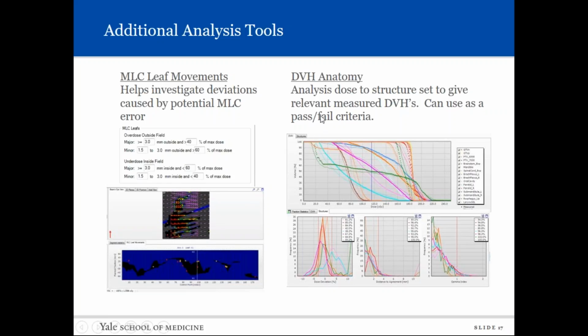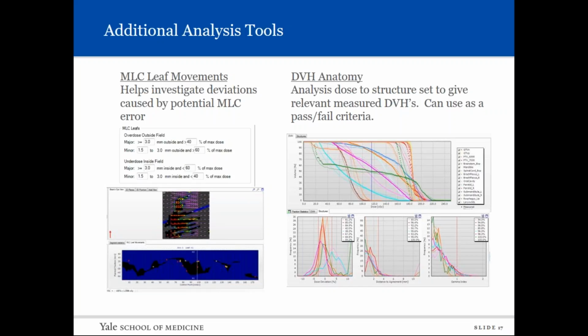Another very helpful tool, and there'll be another seminar on this later on, so I will not really go into depth at all on it, is the deviation anatomy tool. This tool just takes the structure set from your patient, impinges it on the phantom, recalculates what the DVH would be for that organ on the phantom, and compares the measured DVH to the calculated DVH.